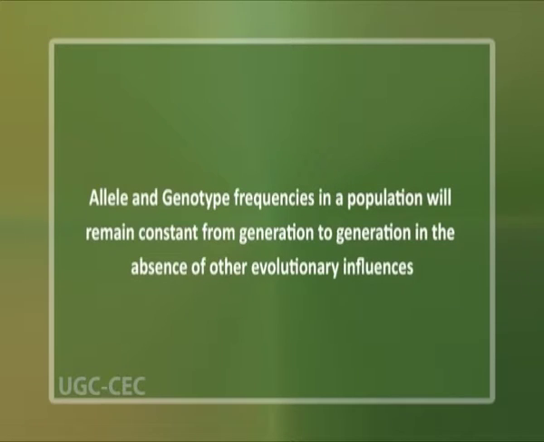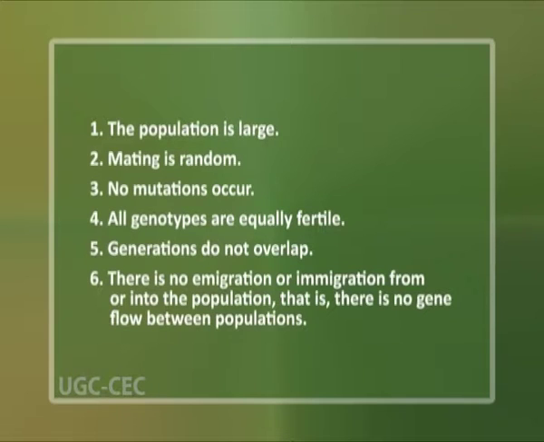The Hardy-Weinberg principle, also known as the Hardy-Weinberg equilibrium, states that allele and genotype frequencies in a population will remain constant from generation to generation in the absence of other evolutionary influences. The frequency of dominant and recessive alleles in a population will remain constant from generation to generation provided certain conditions exist. Number 1, the population is large.